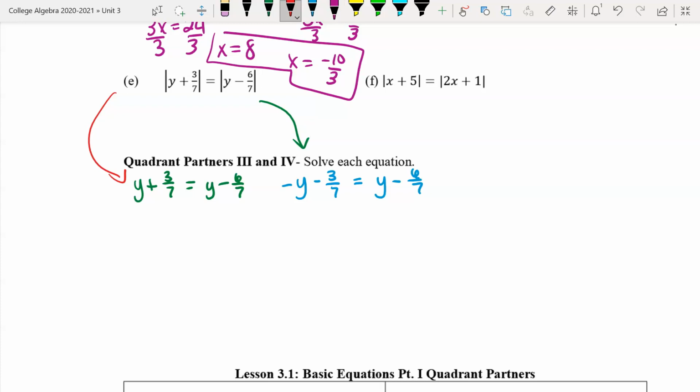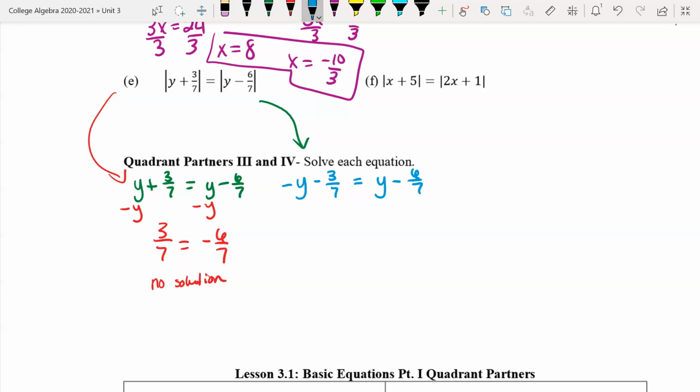So you pick one of the absolute values to change. It does not matter which one. So now I'm going to solve. Well, if I solve this first one, I get 3/7 equals negative 6/7. Well, that one doesn't work. And normally absolute value has two answers, but sometimes it does have just one answer. So this one would be no solution on that one. That one does not work.